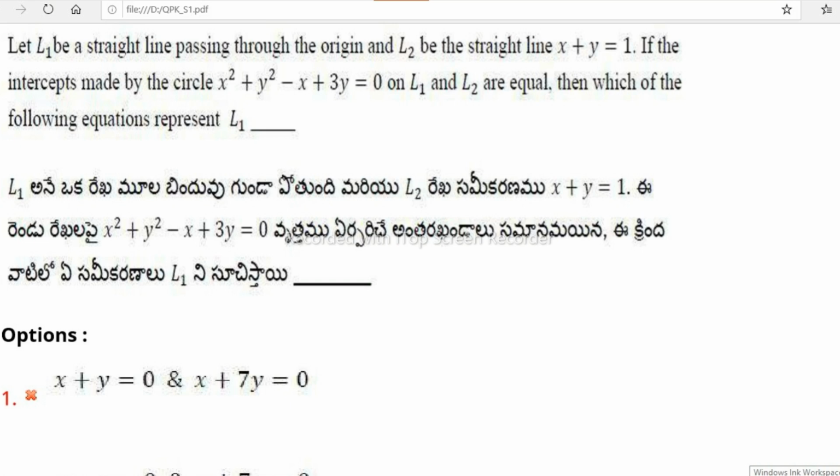We do not know L1 but L2 is given. Since L1 is passing through the origin, passing through the origin means what? We can take the equation in the form y is equal to mx, in slope intercept form. Let the equation of L1 be y is equal to mx. You know that m is the slope, and passing through the origin we take y is equal to mx. So how do we write it? mx minus y is equal to 0.